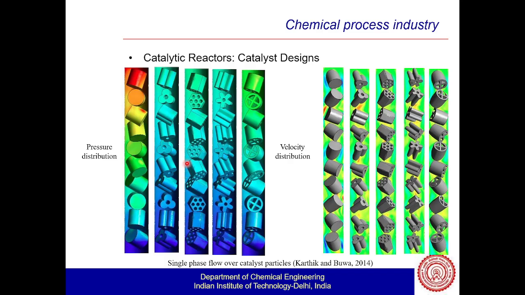So these are the different catalytic reactors which are present here, filled with different kinds of catalyst. This one is a pressure distribution, and this one is a velocity distribution. From here you can see how it changes along the axial direction, and also the radial one.